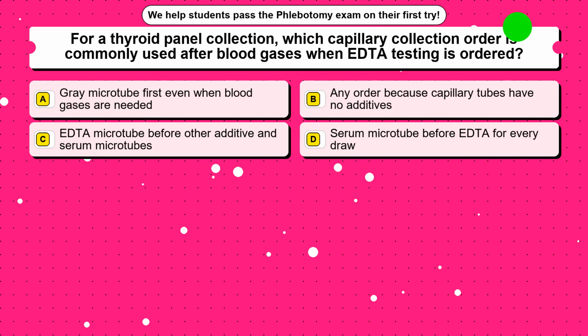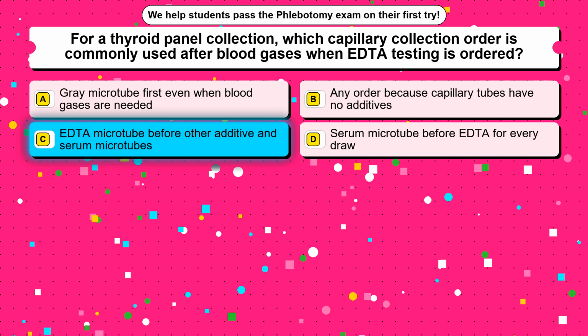Question 19. For a thyroid panel collection, which capillary collection order is commonly used after blood gases when EDTA testing is ordered? Option A. Gray microtube first even when blood gases are needed. Option B. Any order because capillary tubes have no additives. Option C. EDTA microtube before other additive and serum microtubes. Option D. Serum microtube before EDTA for every draw.